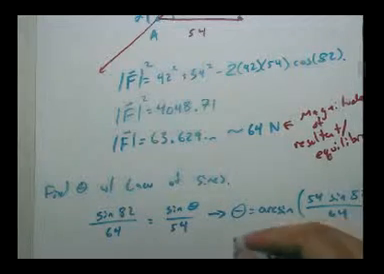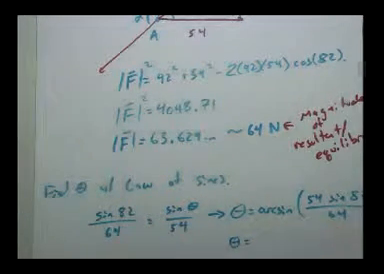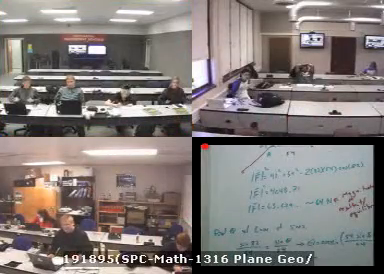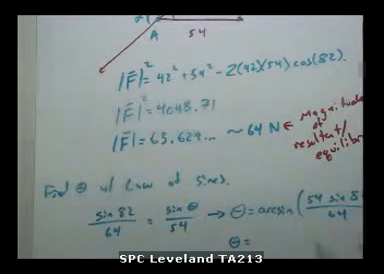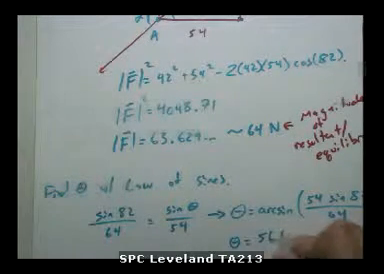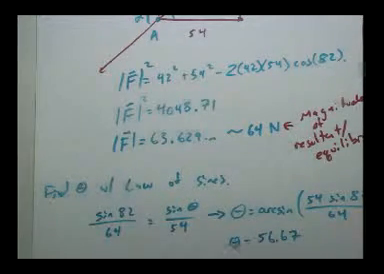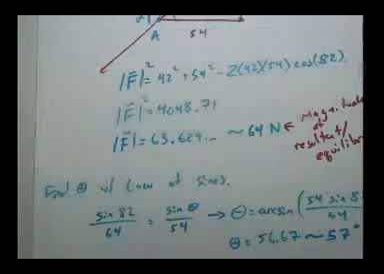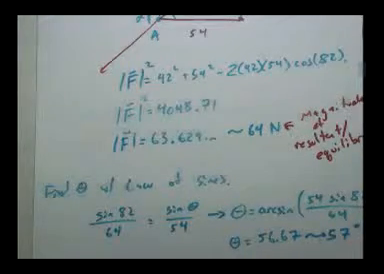And what do we get? 56.67. That is correct. Right, and we'll go ahead and round that, because we're just in a rounding mood today. We'll round that to 57 degrees.